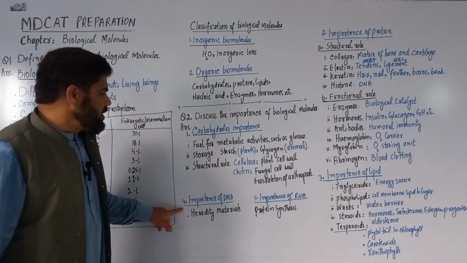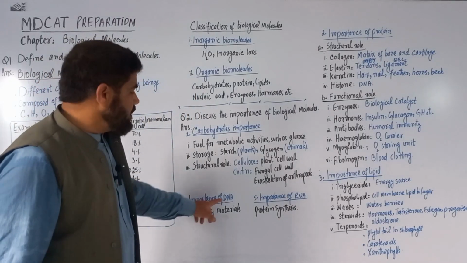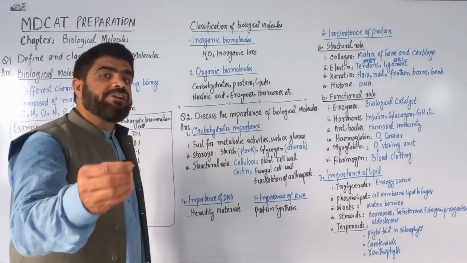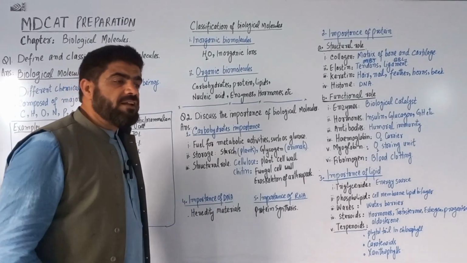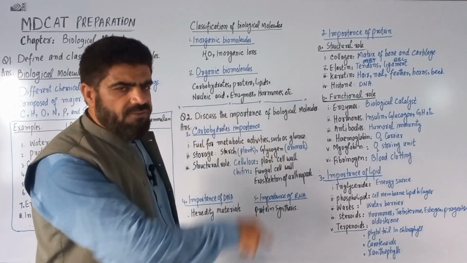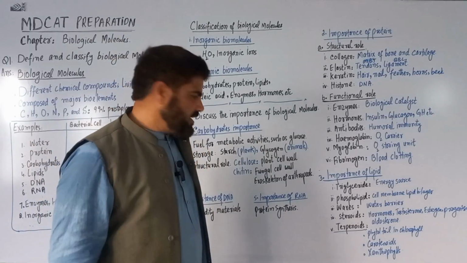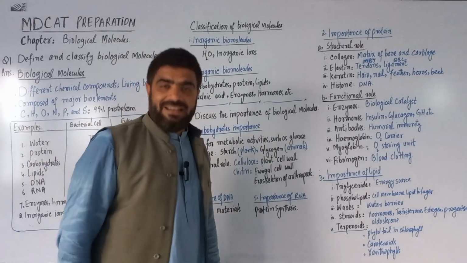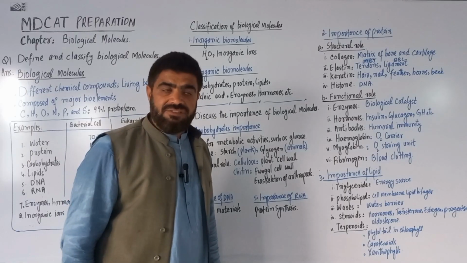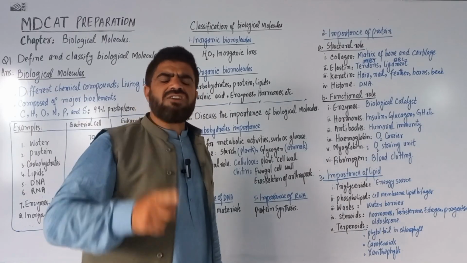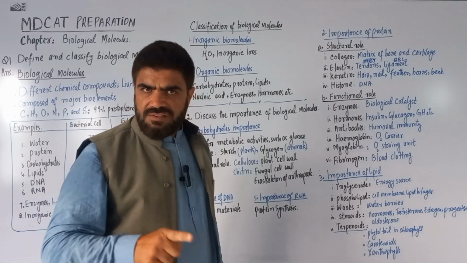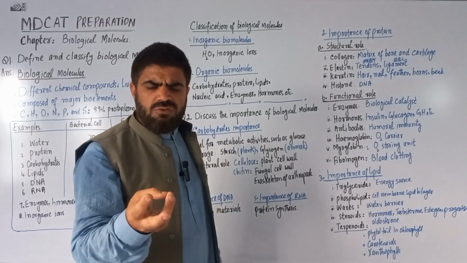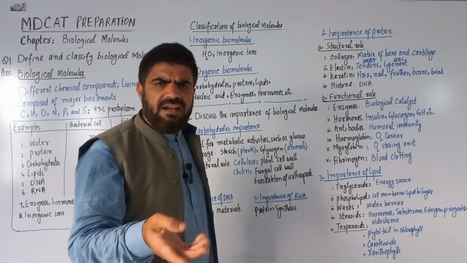The next biological molecule is nucleic acid. DNA is the hereditary material, which transfers characters from parents to offspring. RNA, ribonucleic acid, has the important function of protein synthesis. There are three types: ribosomal RNA, messenger RNA, and transfer RNA.